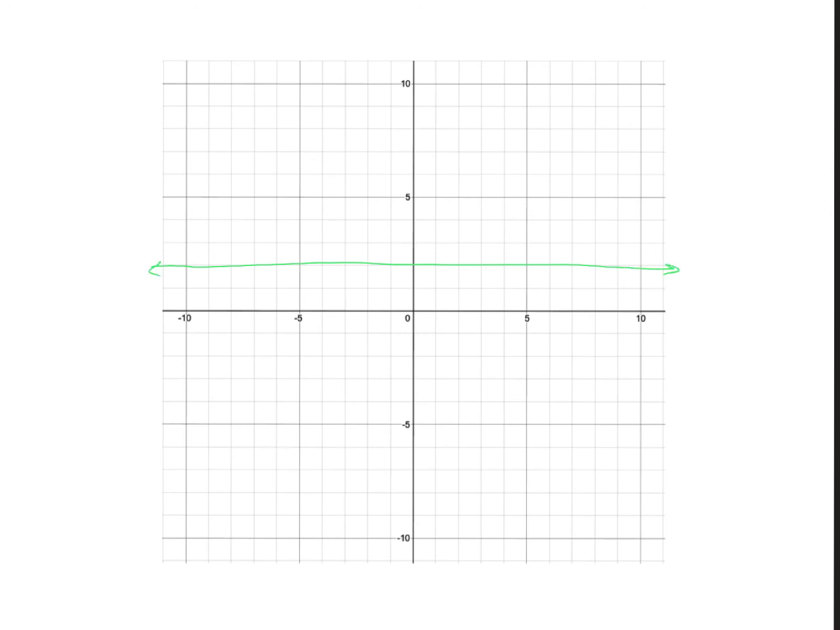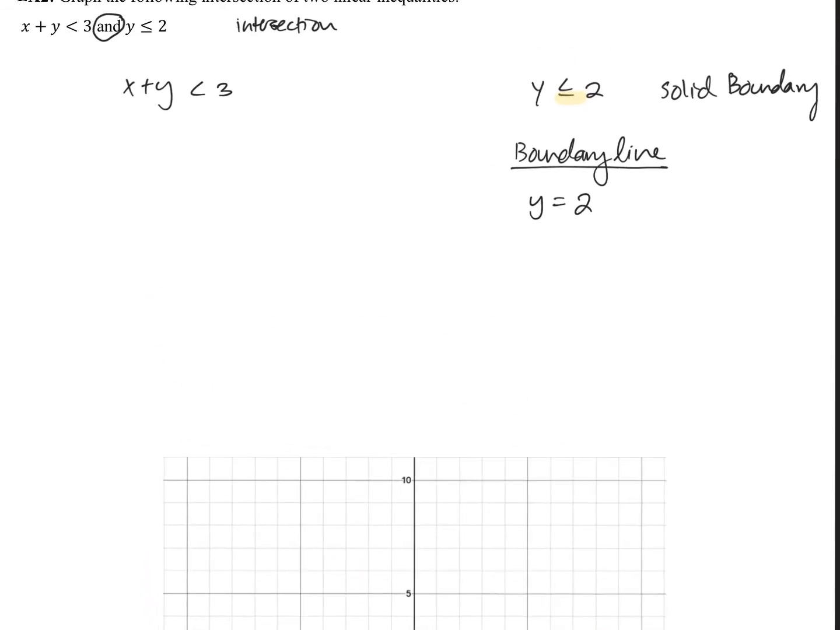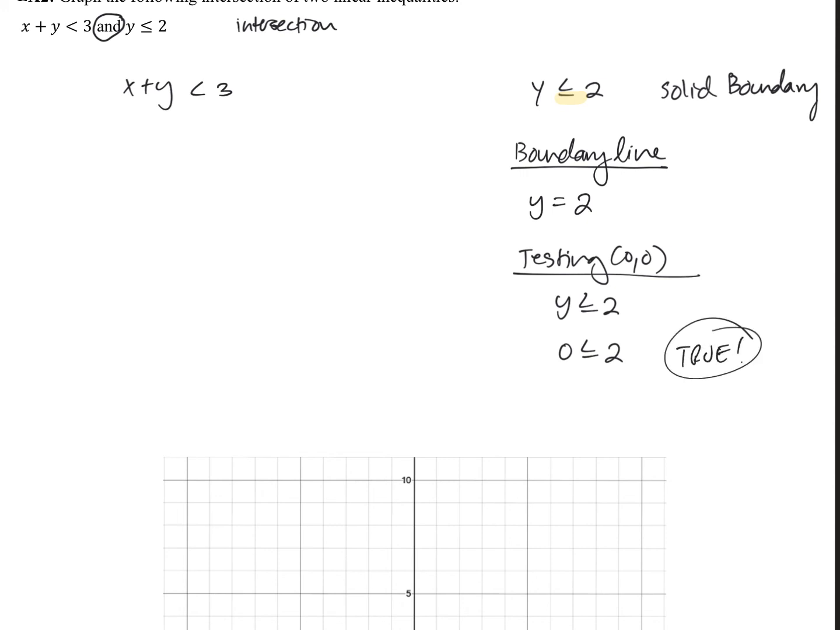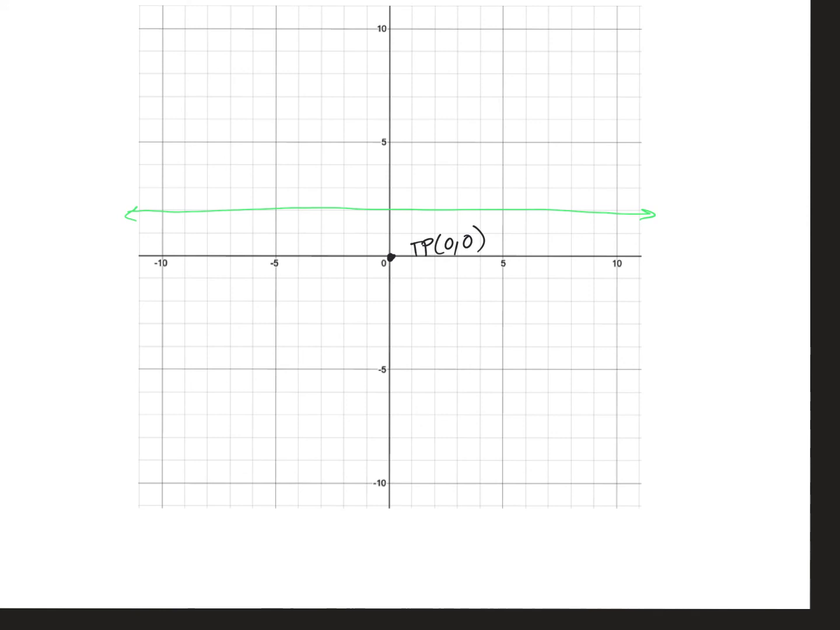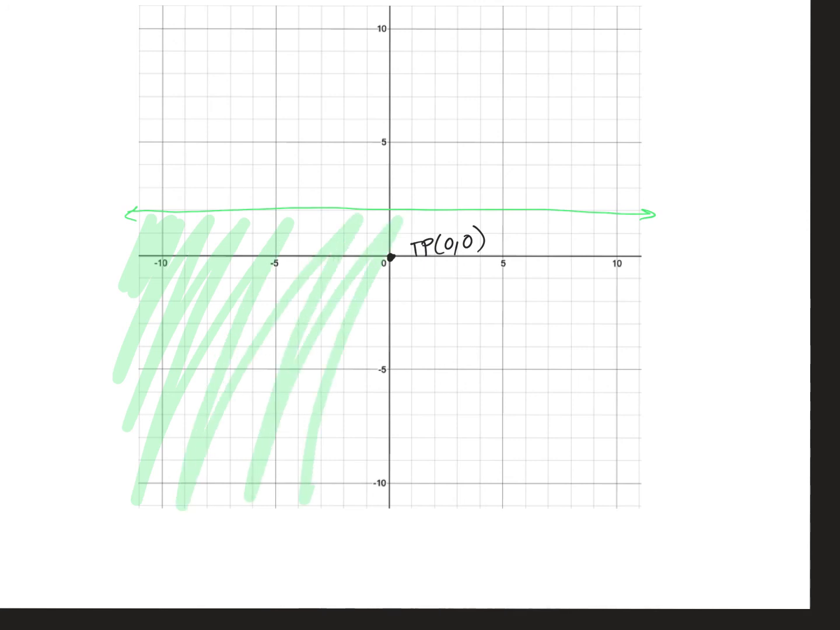And then we have to use a test point. So as usual, I always pick 0, 0, unless my graph goes through 0, 0. Then I have to pick another point. So testing. Is 0 less than or equal to 2? Look at this, this is a true statement. The answer to this is true. 0 is less than or equal to 2. So since 0 is less than or equal to 2, we'll go ahead and shade the side that was true, which this time is actually where our 0, 0 comes from. Okay, so let's go ahead and shade this in.